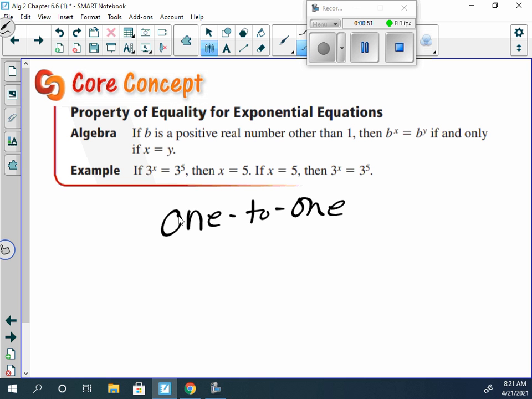If b is a positive real number other than 1, then b to the x is equal to b to the y if and only if x is equal to y. Because if the two bases are the same, the only thing that can really be different is the exponents. So if I can get both sides of the equation to have the same base, then the exponents have to be equal. They gave us 3 to the x is equal to 3 to the 5th. Well, x has to be 5, because that's the only way I can get 3 to the x to be the same as 3 to the 5th. The exponents have to be the same.